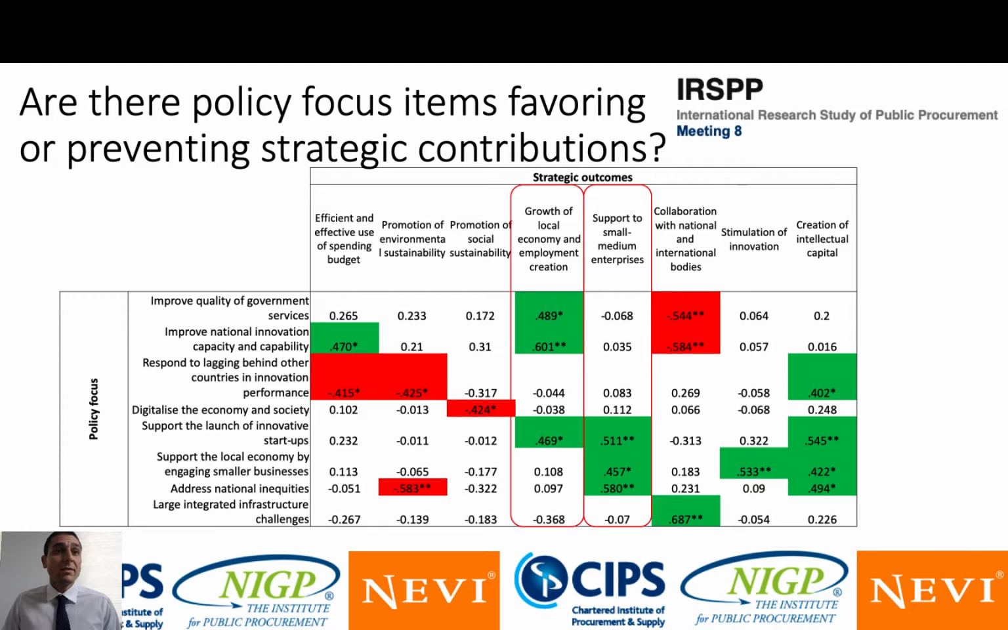This correlation is not always positive, because if we switch attention to the achievement of collaboration with national and international bodies, we can see that projects achieving lower results in terms of collaboration with national and international bodies were those where the policy focus was more on improved quality of government services and improved national innovation capacity and capability. This makes us think that where policies focus on these aspects, there is less contribution of public procurement projects to increasing collaboration with national and international bodies. Same consideration if you look at the creation of intellectual capital.